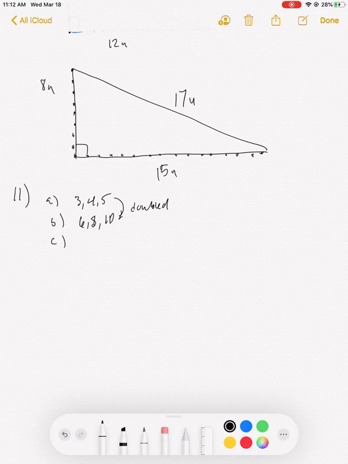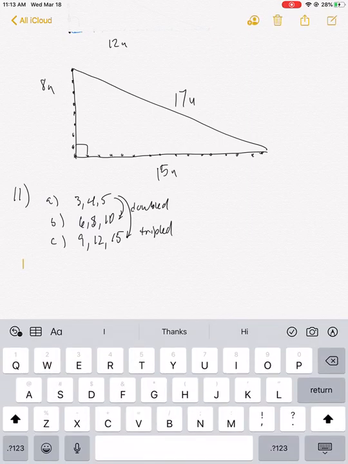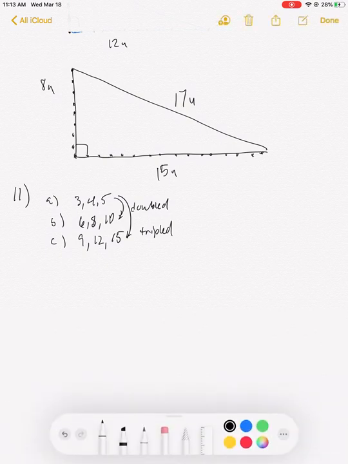You can triple it, and this is like part from number 5 here. Tripling is making 3 to 9, 4 to 12, and 5 to 15. So from here to here is tripled. That also makes a nice right triangle. The other ones are similar to what we've just done in number 10, where we have a 9, 12, 15.